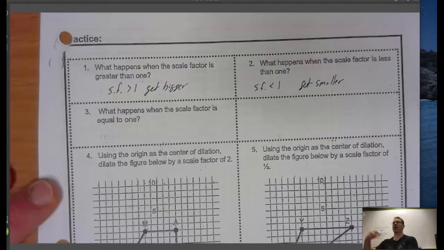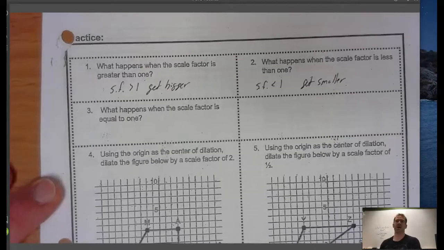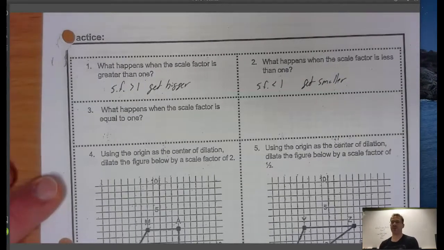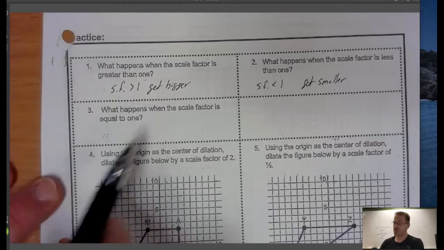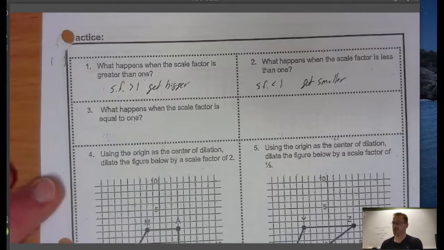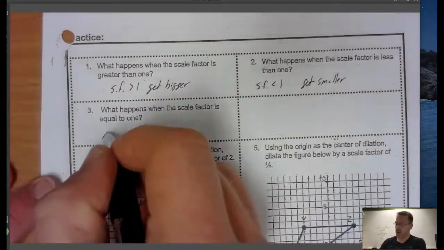So if I want something to be twice as big or 3 times as big, we need a scale factor greater than 1. If I want something half the size, I want that scale factor to be less than 1. Notice, what if the scale factor is equal to 1? Then we maintain our size.